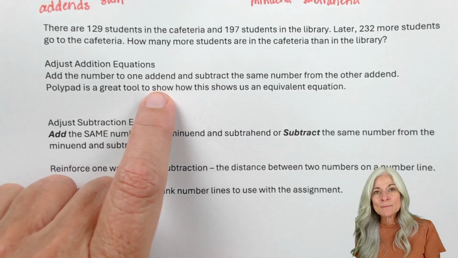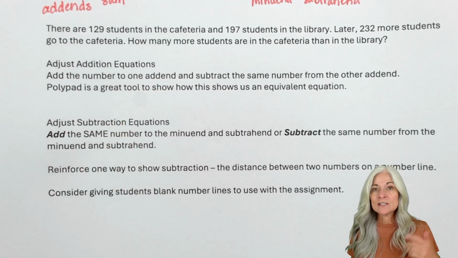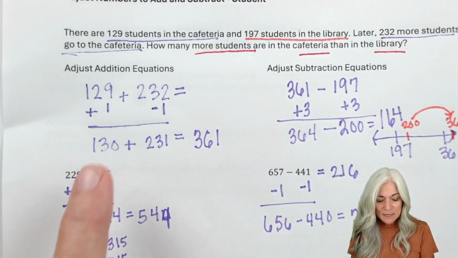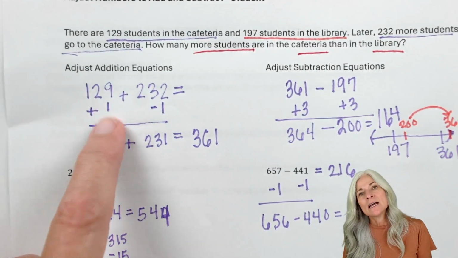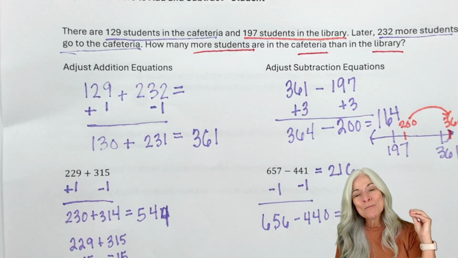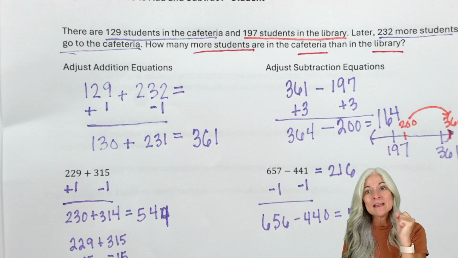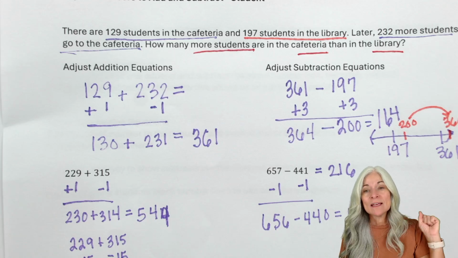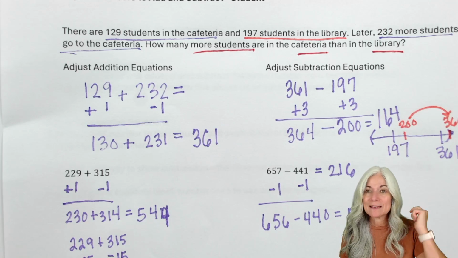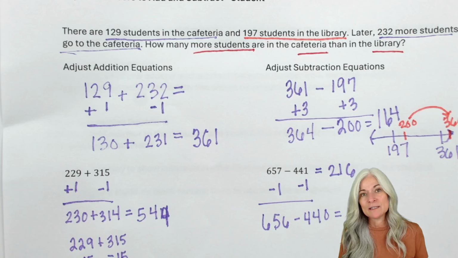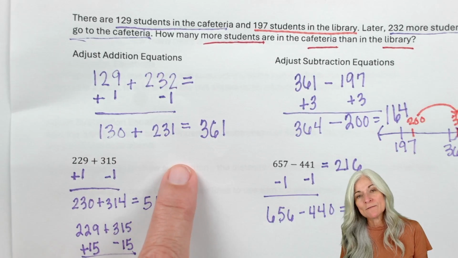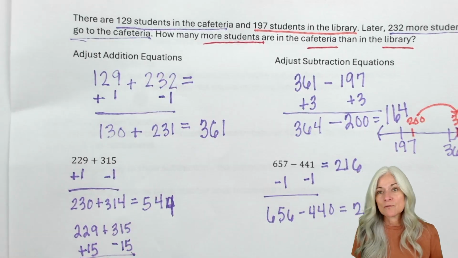So we adjust numbers in addition equations, like I've been saying, add to one, subtract from the other. So here we would add to make this one easier to work with, and that is the whole point of doing this, to make the numbers easier to work with than using the algorithm. It's just building that mental math ability in your students. So if we add 1 to 129, then we would subtract 1 from 232 and get 361.